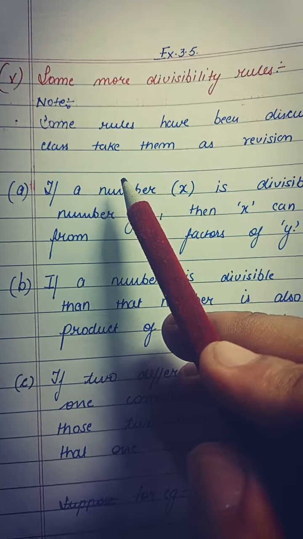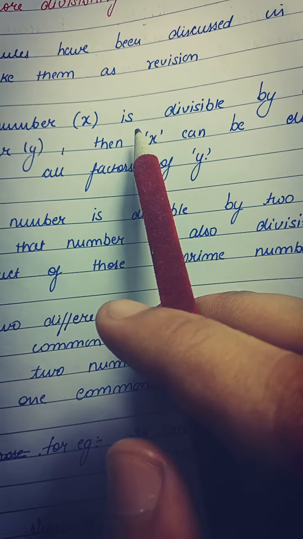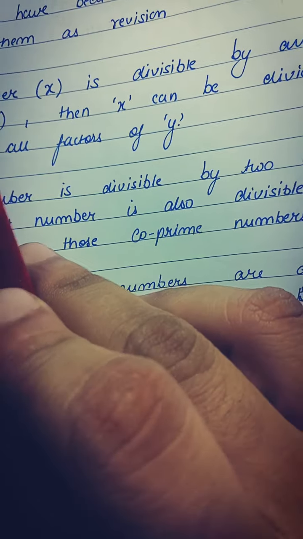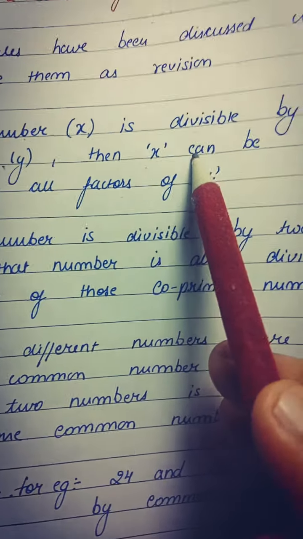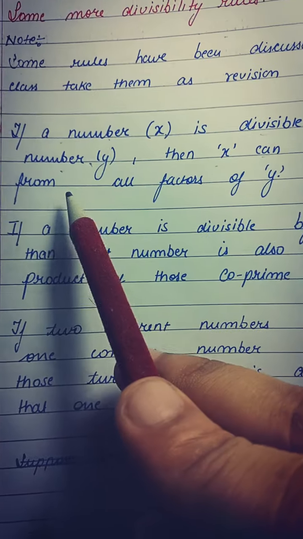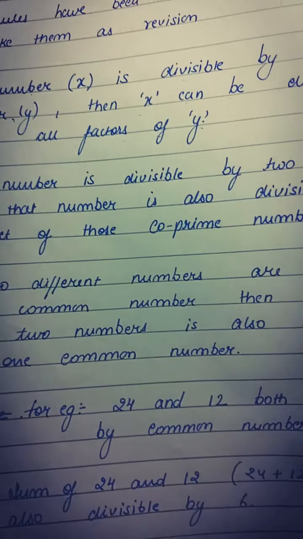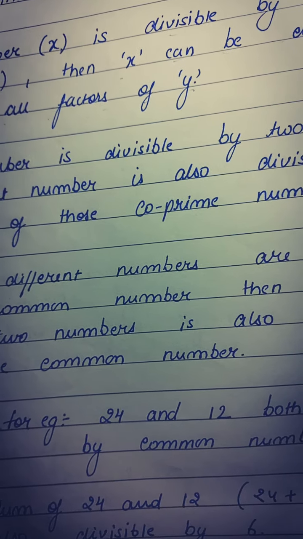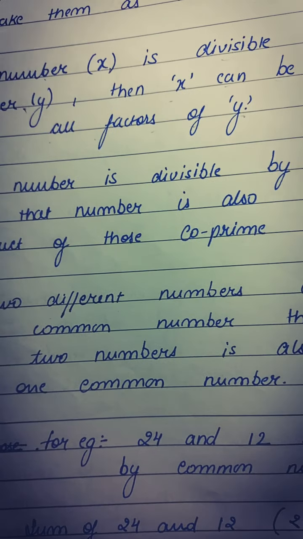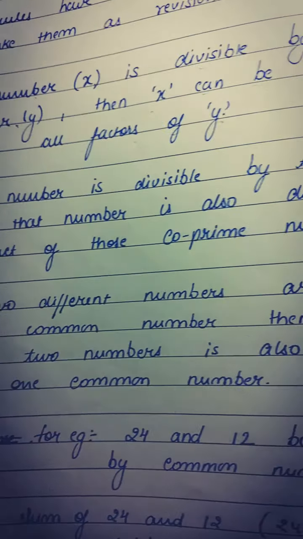Okay. So the first rule is, as I discussed in the previous class, that if a number x is divisible by another number y, then x can be divided by all the factors of y. I am discussing these rules at the beginning of the chapter because when the exercise starts, you will have to take references of these rules in order to give the explanation of your answers.